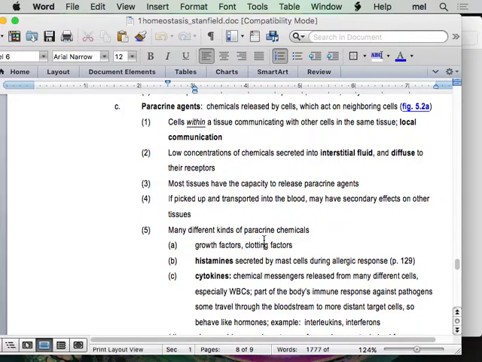Growth factors. What if I damage something and I need to go through cell division? I don't need to do it body-wide because I don't need to grow a foot, right? I need to do it locally. So growth factors tend to be paracrine agents.